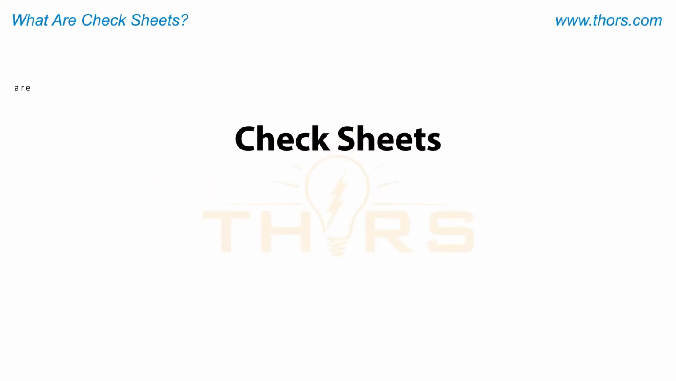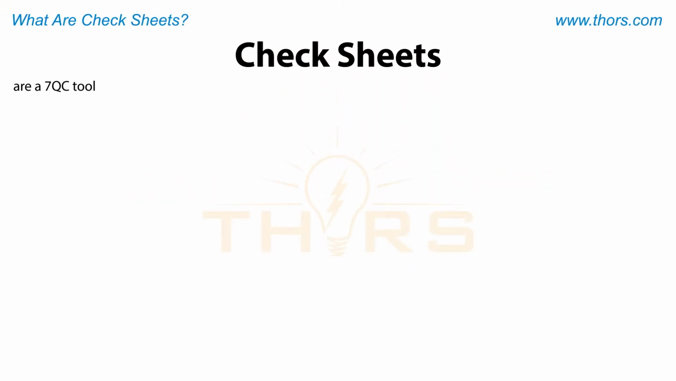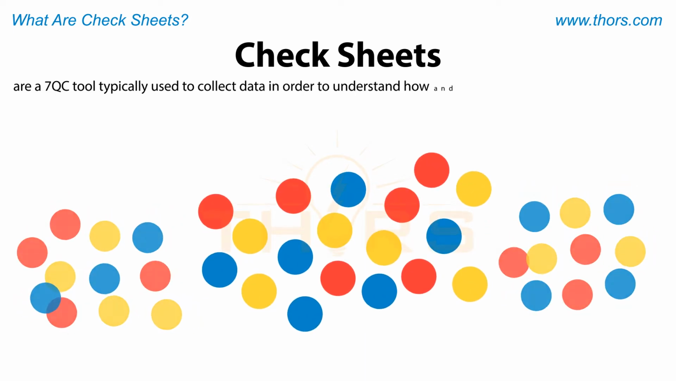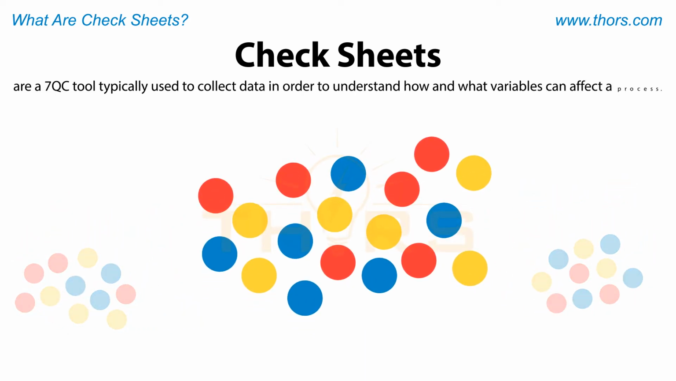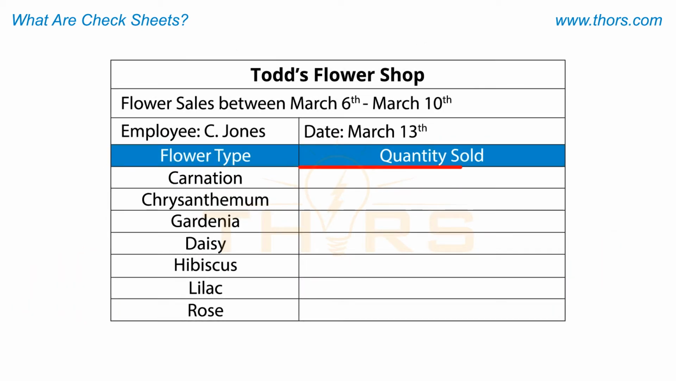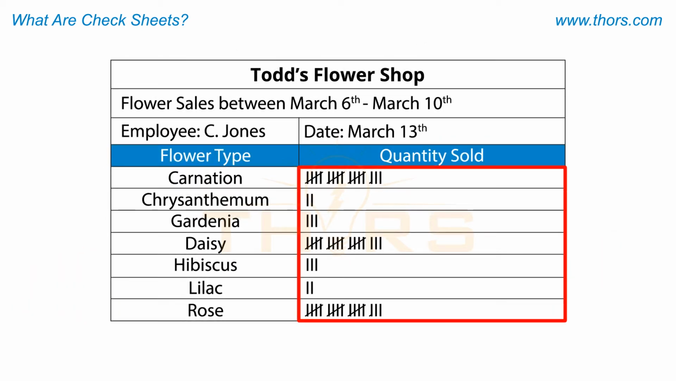Check sheets are a 7QC tool, typically used to collect data in order to understand how and what variables can affect a process. When recording data on a check sheet, check marks or tally marks are used to indicate the amount of what is being collected.